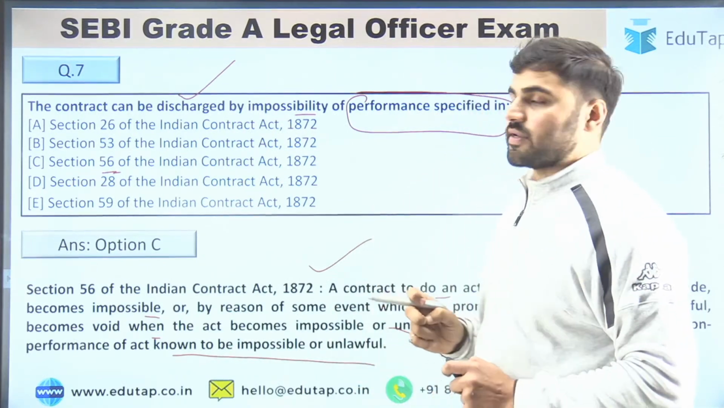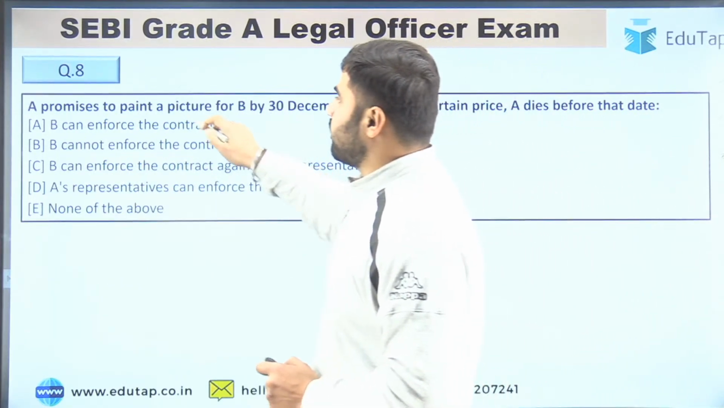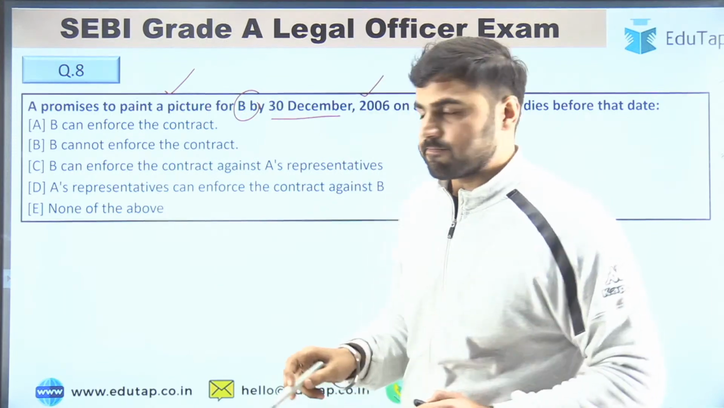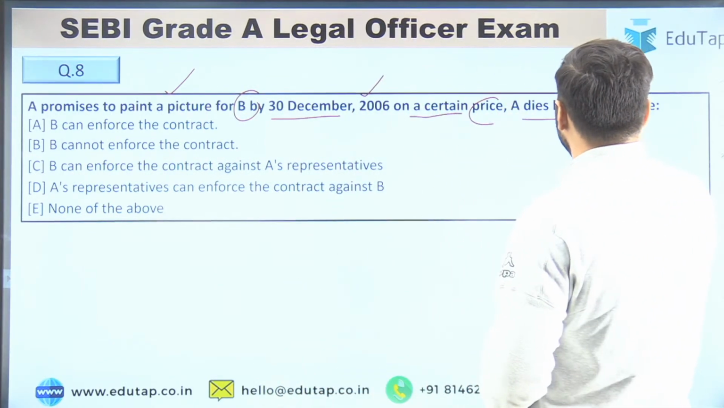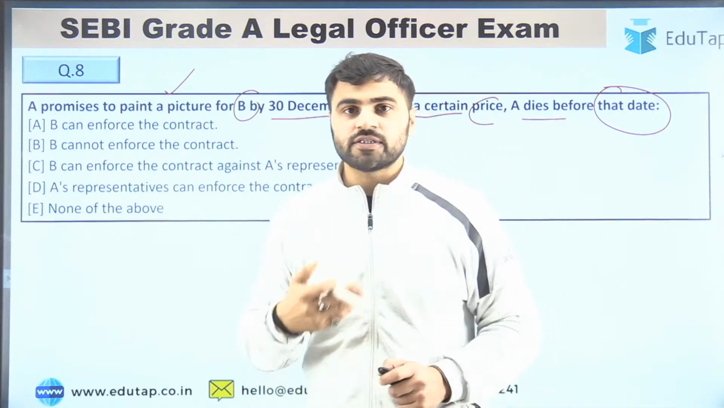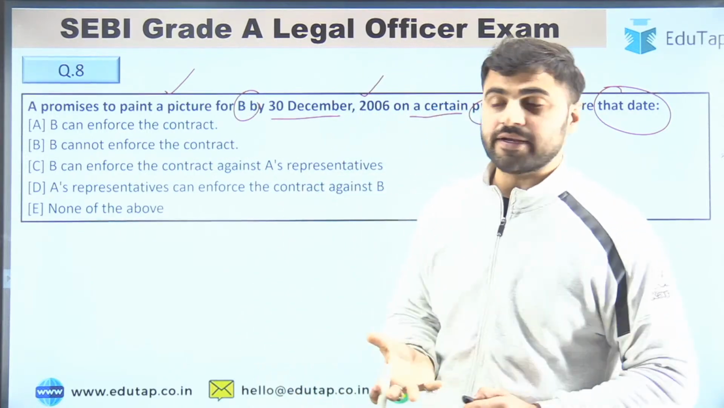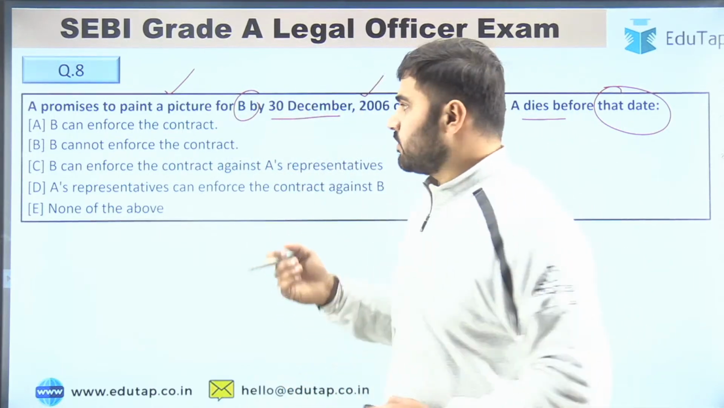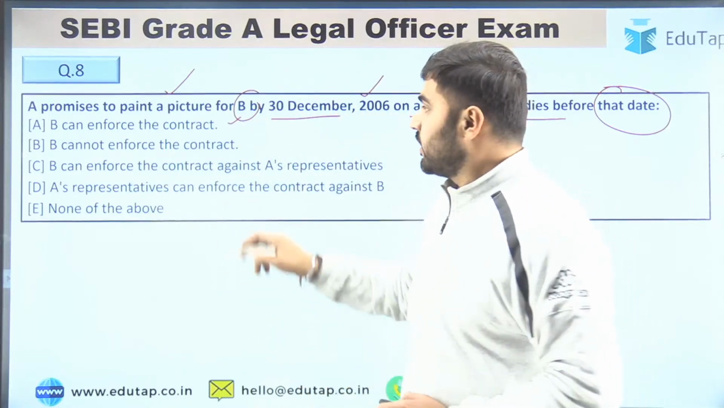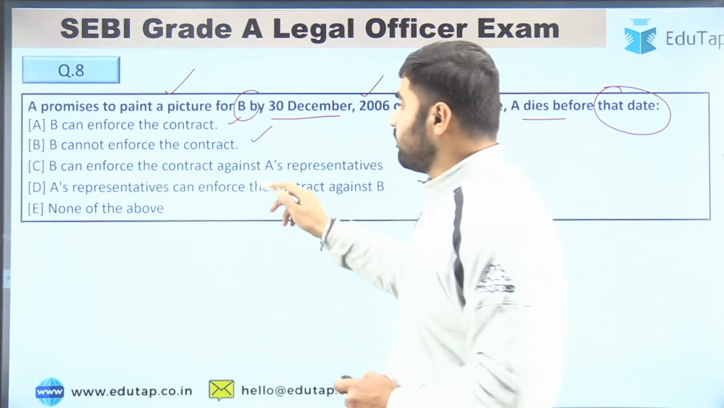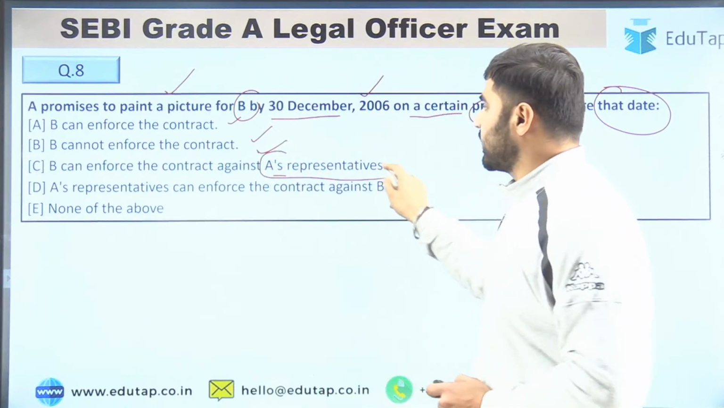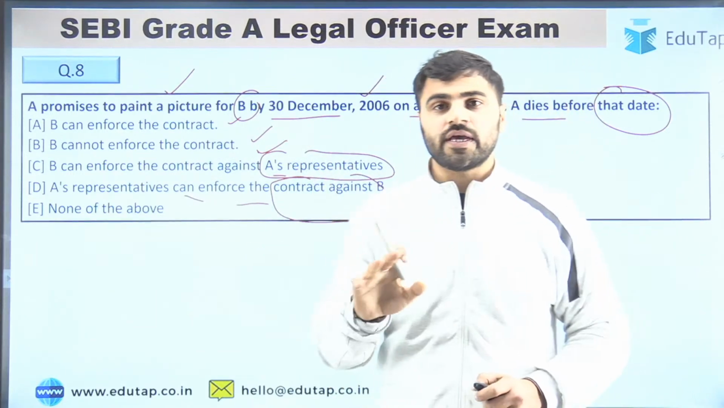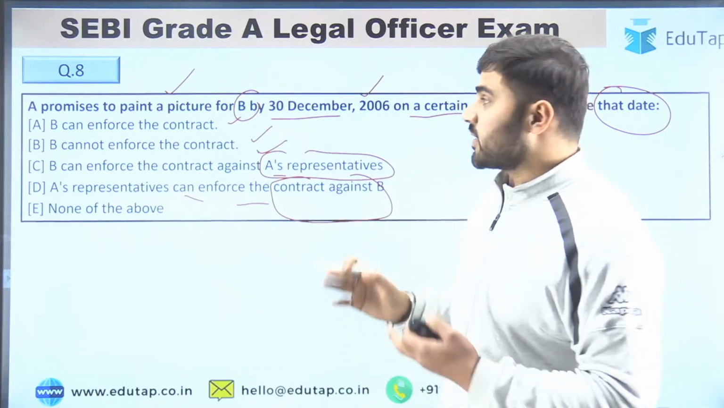Now let's move to question number 8. Question number 8 is, A promises to paint a picture for B by 30th December 2006 at a certain price. A dies before that date, before fulfilling his promise, right? So what are the options available with B? B can enforce the contract, B cannot enforce the contract, B can enforce the contract against A's representatives, A's representatives can enforce the contract against B, or none of the above. So what is the right answer for question number 8?